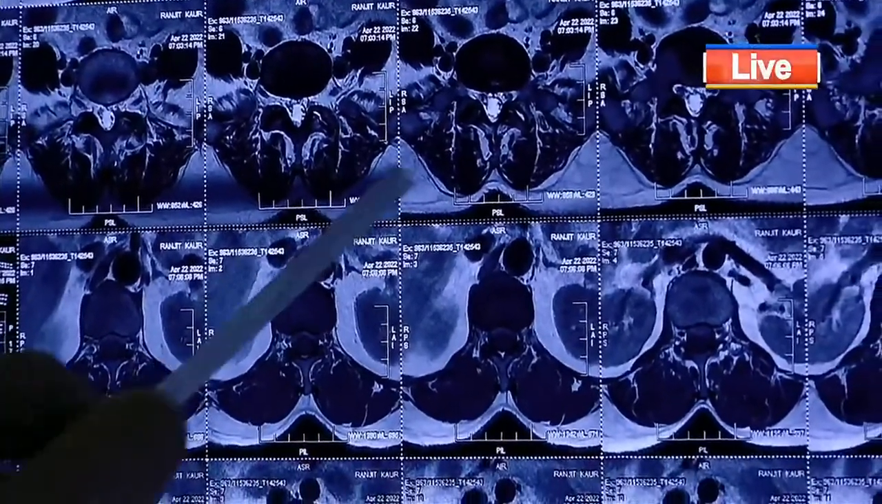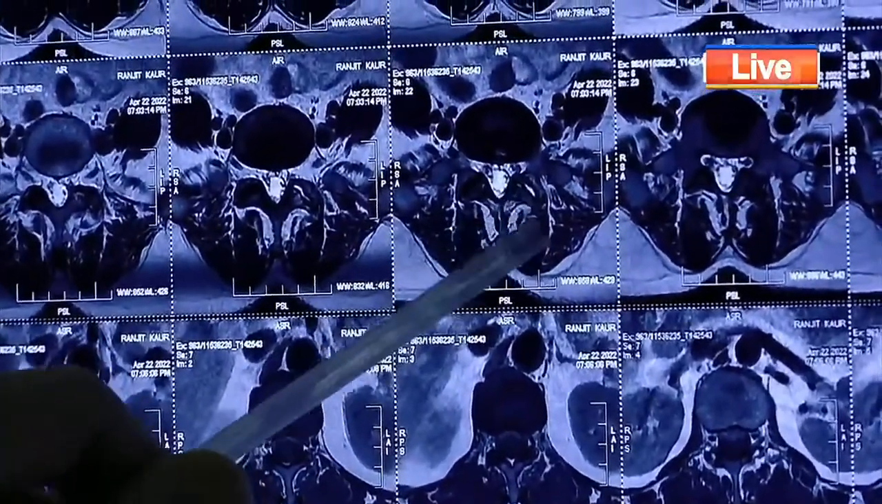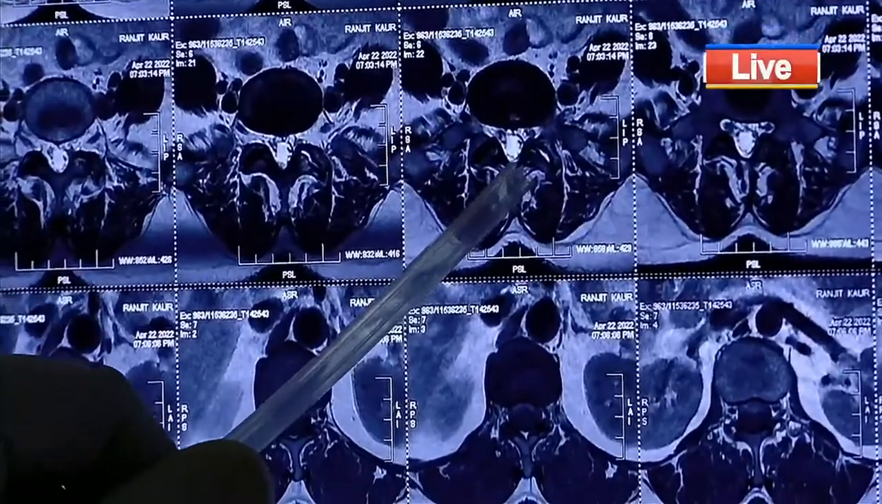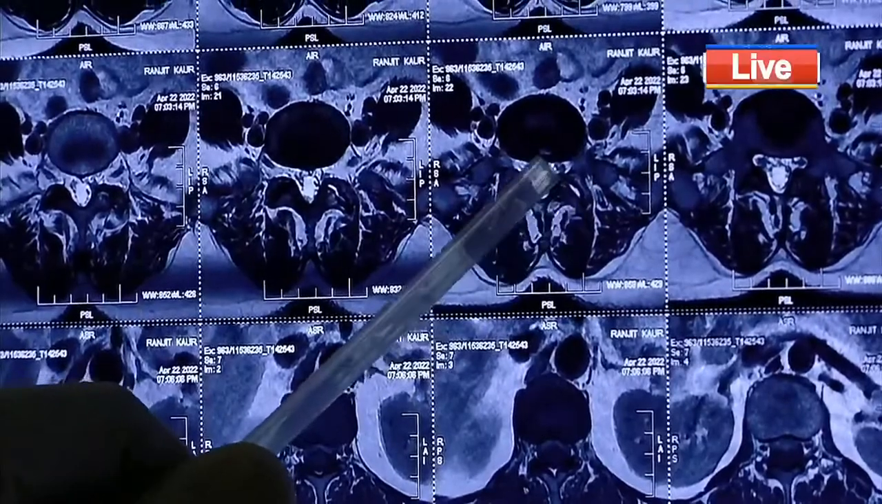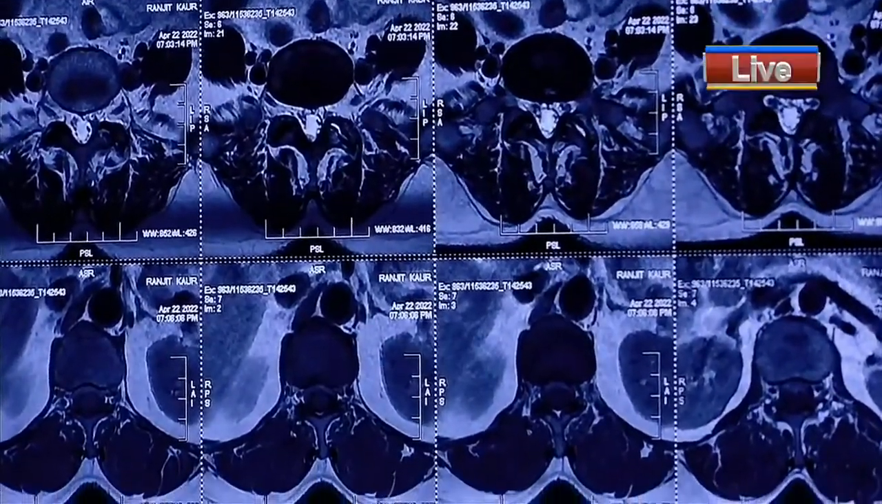So in her case, if you see this, this is a facet. You can see this left facet, it is hypertrophied. Can you see this facet? This is the inferior articular process, this is the superior articular process. And you can see this white line in between, which is the fluid inside the facet. Okay? Can you appreciate that? Okay. So now we go on to the patient and we start the procedure.